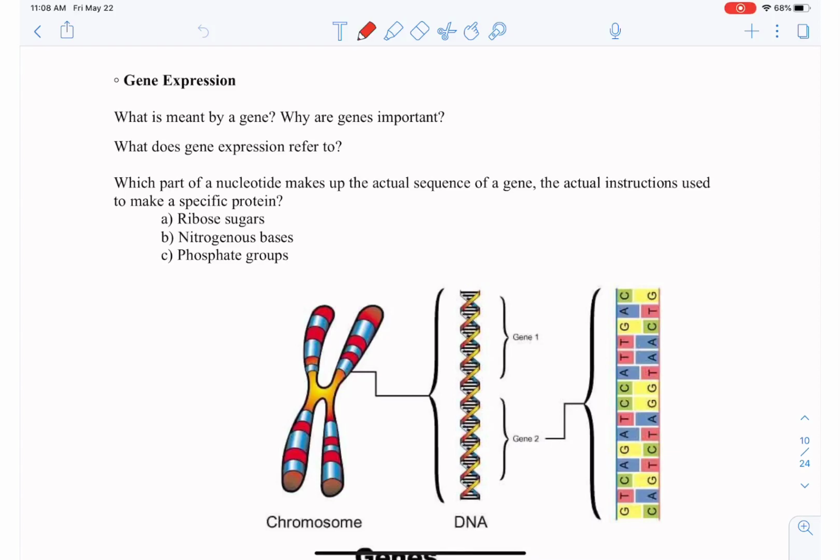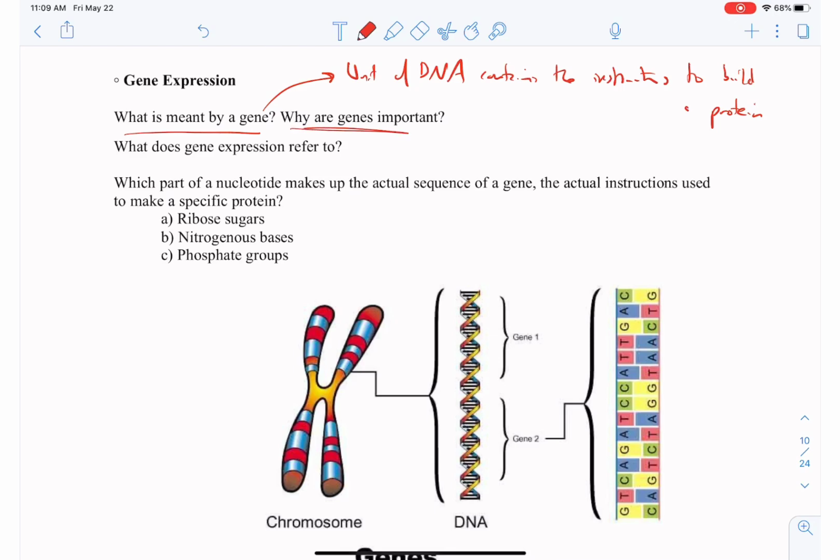Okay, so we've covered nucleic acids, DNA and RNA, we've covered chromosomes, and now I want to talk about gene expression. So first of all, what is meant by a gene? Well, a gene is a unit of DNA that contains the instructions to build a protein.